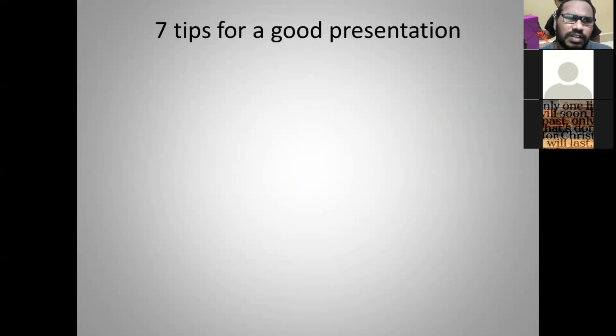Now we'll see 7 tips for a good presentation. Know your audience. Who are the audience? Is it a class or an audience group like dignitaries and respectable people, or is it a student gathering? For a student gathering, you should not use classical words. You should go with some jokes or illustration stories and all those things.